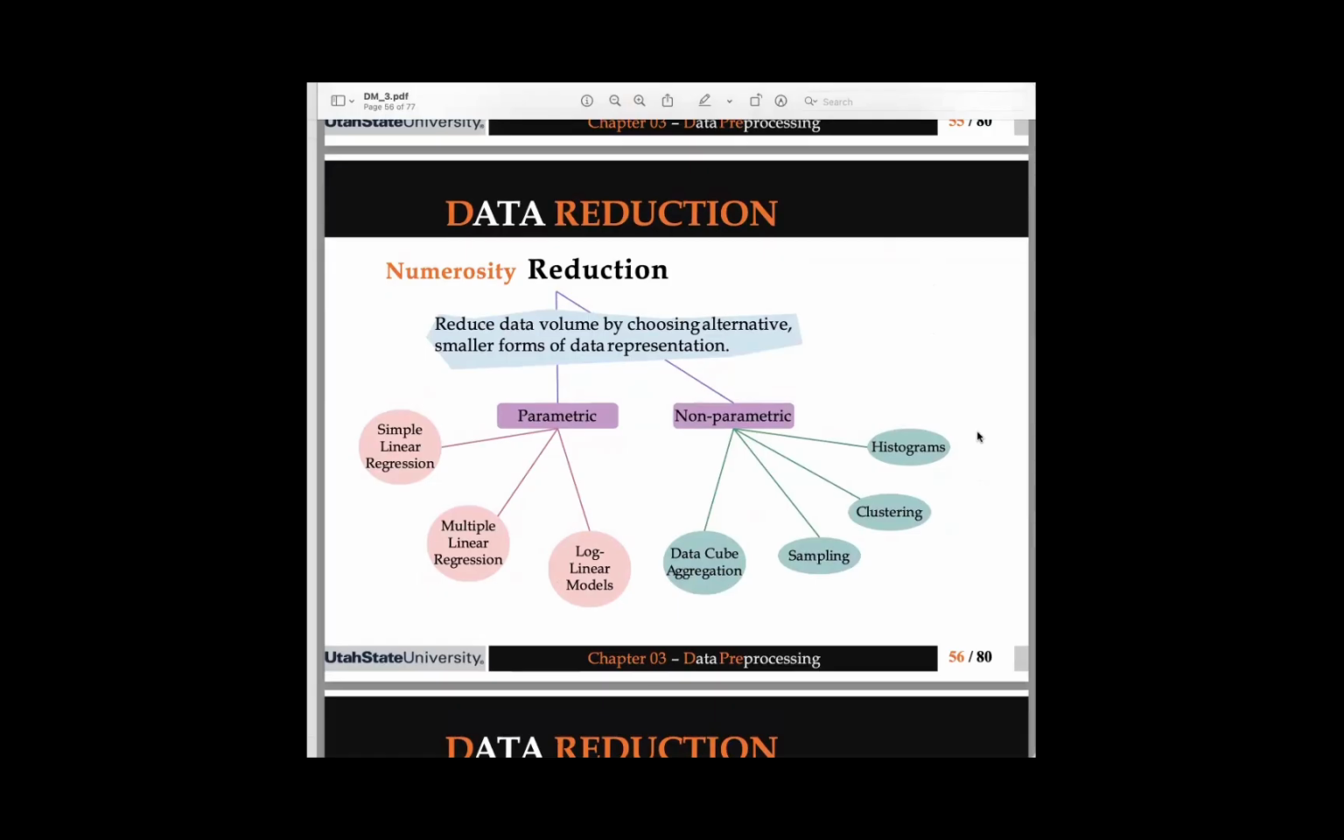Okay, so this slide just gives us another broad overview of the most common techniques used for numerosity reduction. So on the parametric side, we have simple linear regression, like I talked about in the previous slide.